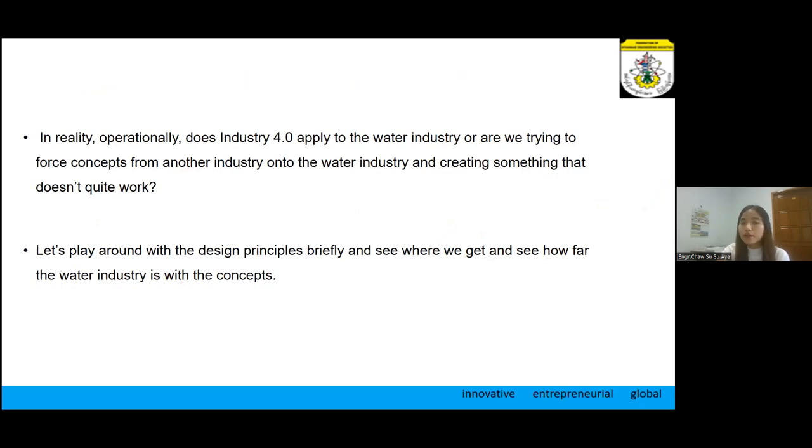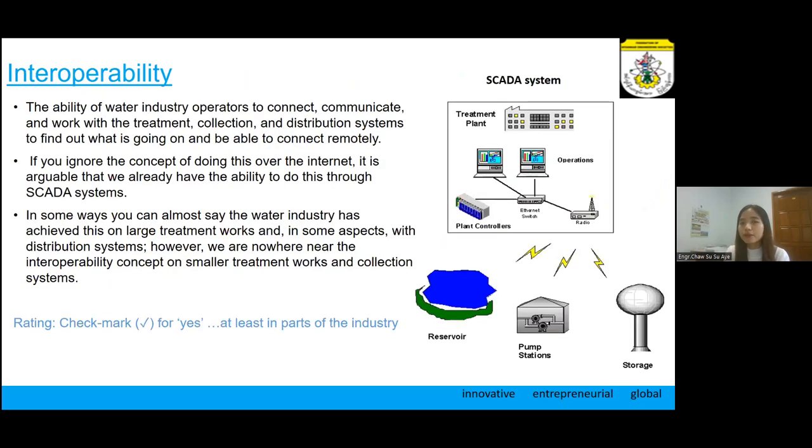So let's play around with the design principles briefly and see how far the industry is with this concept. The first one is interoperability: the ability of water industry operators to connect, communicate and work with the treatment, collection and distribution systems to find out what is going on and be able to connect remotely. If you ignore the concerns of doing this over the internet, it is agreed that we already have the availability to do this through the SCADA system.